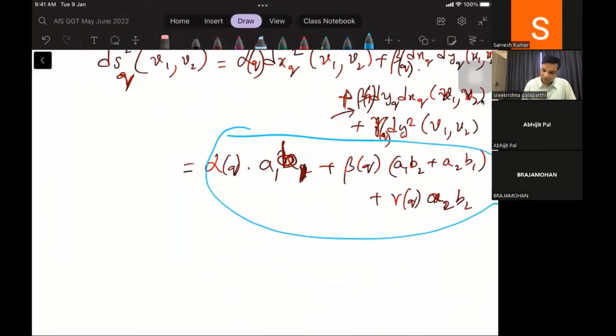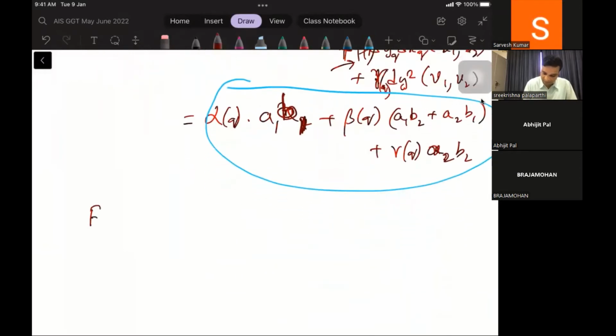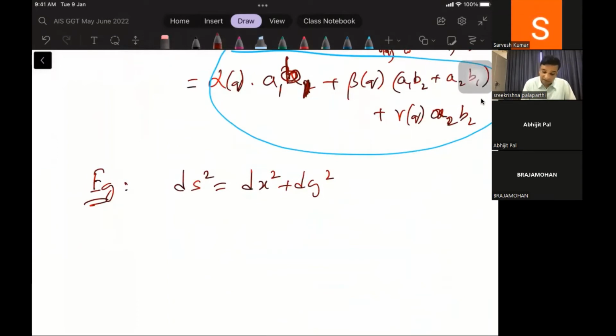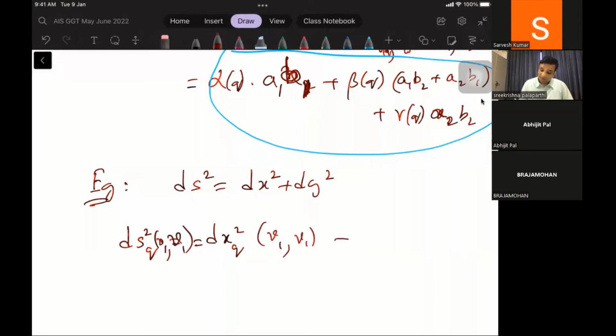Now, as an example, if I specify ds squared is equal to dx squared plus dy squared, then ds squared acting at a point q on two vectors will give me dx_q squared acting on, let me make it act on v1 and v1 again, so this gives me v1, plus dy squared. Notice that in this example the dx dy term is 0. The coefficient of the dx dy term, beta, is 0.